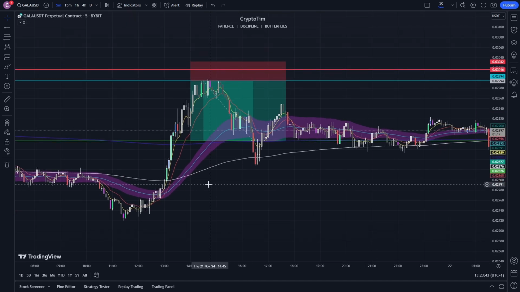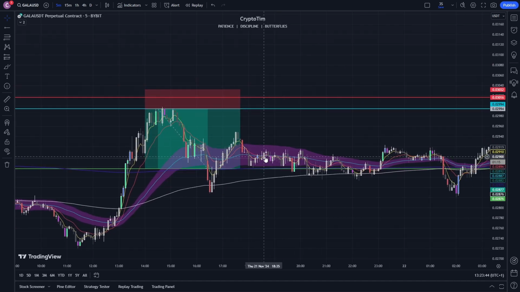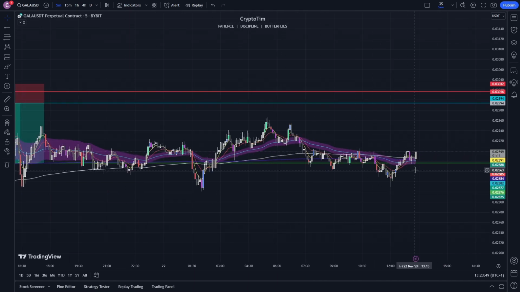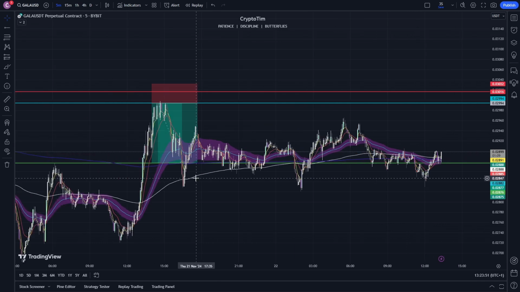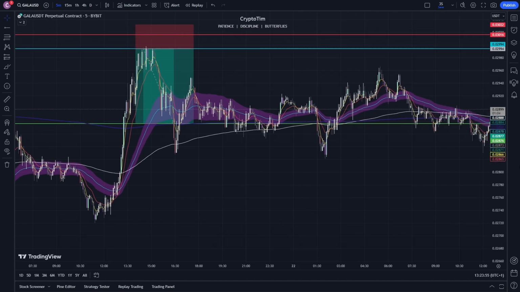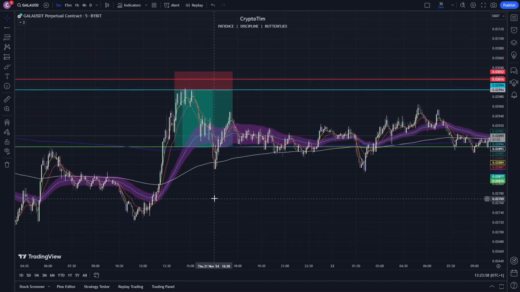You can see after the bounce of the 618, we did go up and pretty much stuck around this level till now. So that's pretty much everything that there is to this trade.